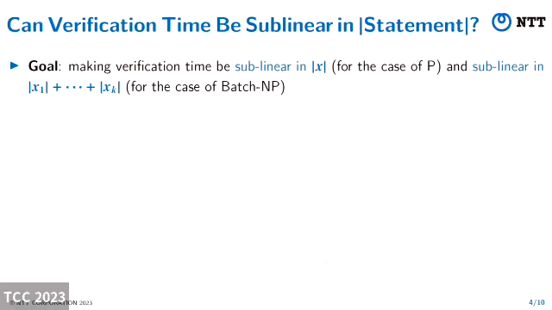Now, let us consider whether in SNARGs we can make the verification time sublinear even in the length of the statement. In particular, in the case of SNARGs for P, the goal is to make the verification time sublinear in the length of the instance x. And for the case of SNARGs for batch NP, the goal is to make the verification time sublinear in the total length of x1 to xk. Clearly, this is in general impossible to achieve because the verifier at least needs to read the entire statement.